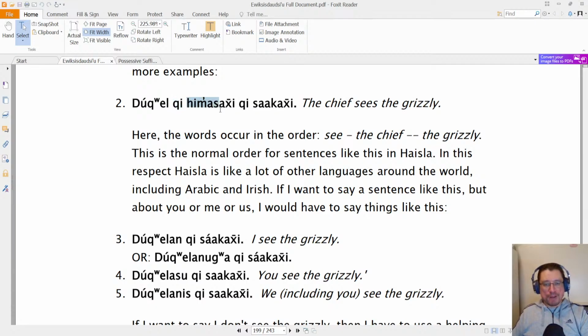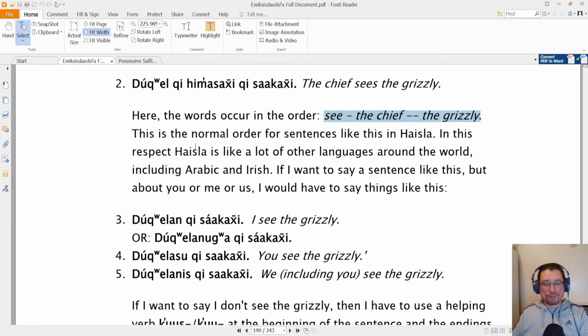And then chief is heitmas, and this ache also means away. So the away, chief away, and then ke also means the away, and then sa is grizzly bear, and ache also means away. So dukwul ke heitmasahe ke sa kyahe means see the chief away, the grizzly away. So it basically means the chief who is over there sees the grizzly who is further away. It's essentially what that means.